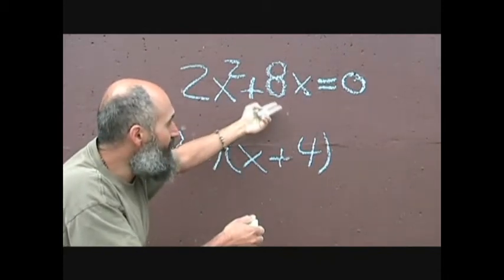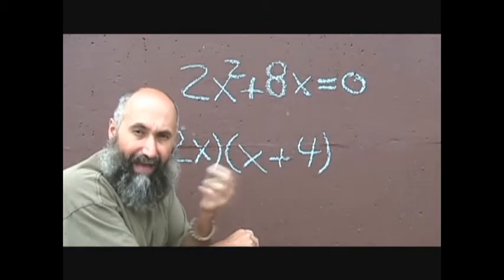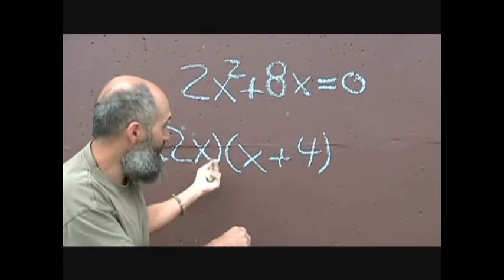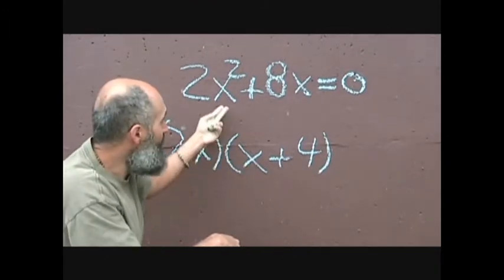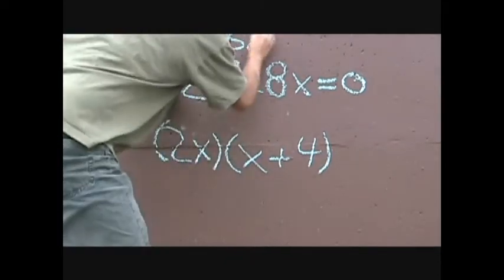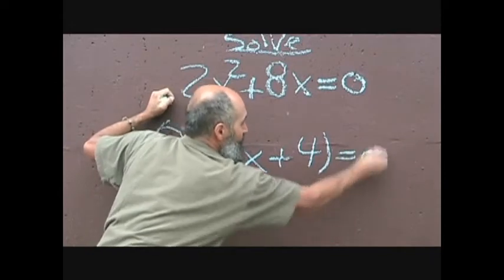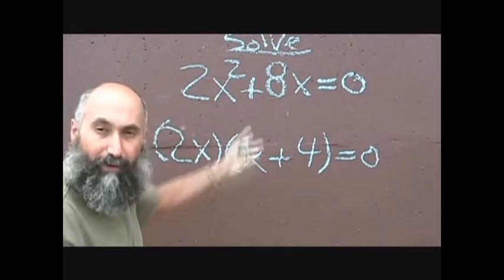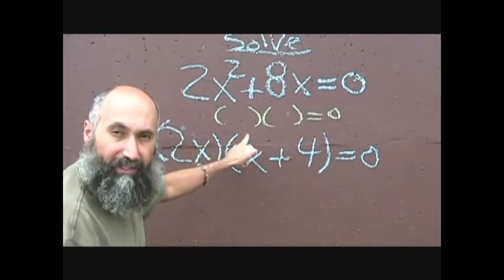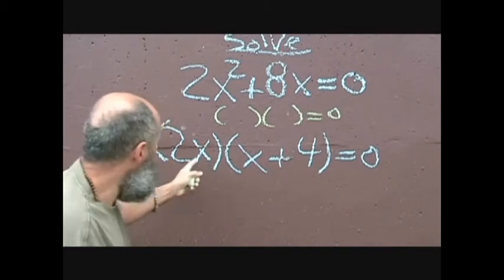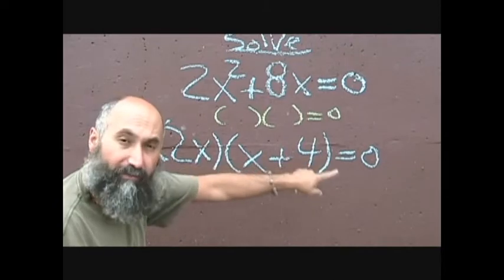What we're going to do is use the property of 0, which says the only way you can have things multiplied together to give you 0 is if at least one of them is equal to 0. So we break this into things multiplied together to give you 0. That way you can set each one equal to 0. And that's exactly what we have here: two things multiplied together to give you 0, so you can set each one equal to 0.